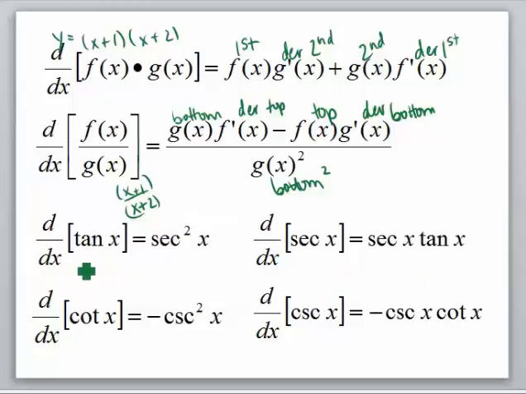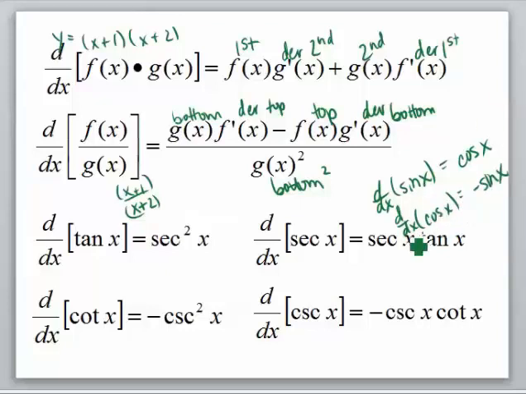The other parts we're going to talk about, and you need to memorize the rest of the trig functions. The derivative of tangent x is secant squared x. The derivative of cotangent x is negative cosecant squared x. The derivative of secant x is secant x tangent x, and the derivative of cosecant x is negative cosecant x cotangent x. If you remember, you guys should have memorized this already, the derivative of sine of x is cosine of x, and the derivative of cosine of x is negative sine of x.